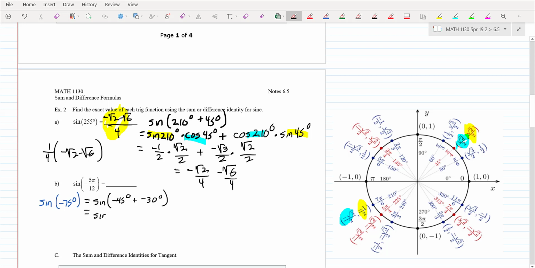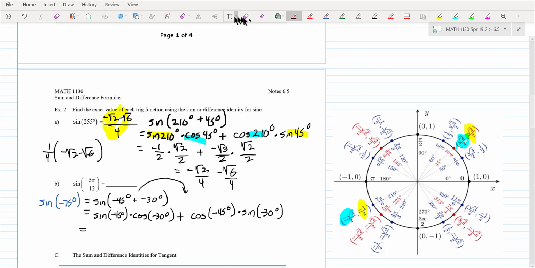We go sine of the first angle times cosine of the second angle. On the sine identity, you use the same sign. So if you're using the plus identity, you use plus, and then you do everything backwards. You do the cosine of the first angle, negative 45, and then the sine of the second angle like that. So just follow what the identity tells you to do. If you memorize the identity, it speeds up your work a little bit.